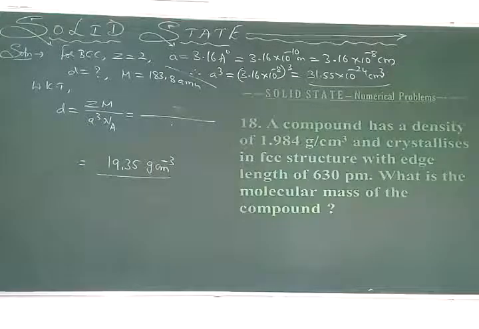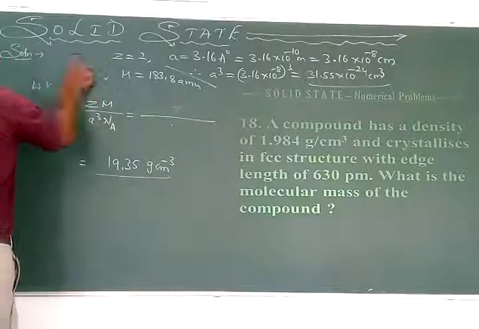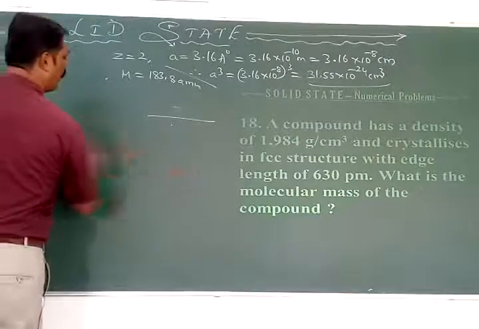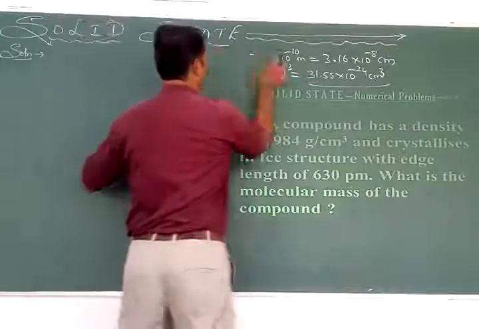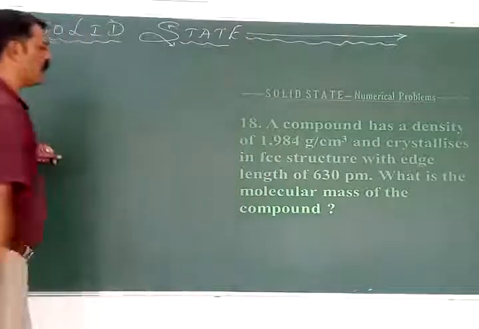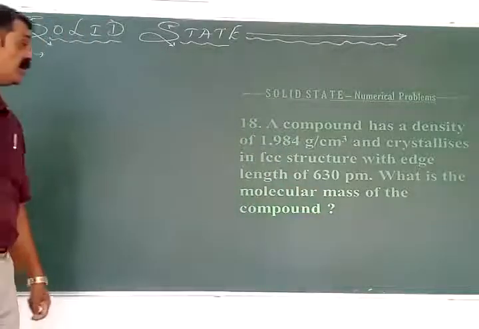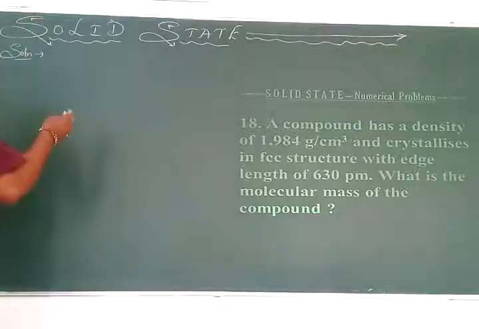Let's move on to the 18th here. A compound has a density of 1.984 gram per cm cube and crystallizes in FCC structure, with an edge length of nearly 630 in terms of picometer. What is the molecular mass of that? Density is given. What is density here?